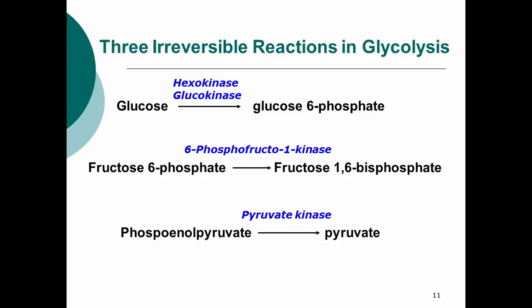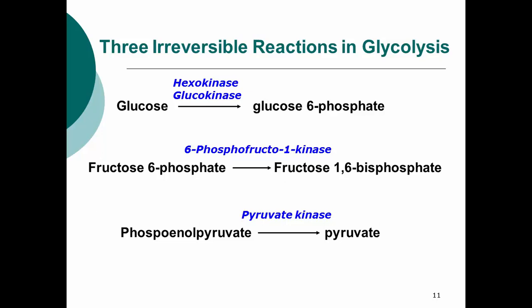Okay, so the reason why gluconeogenesis is not exactly the reversal of glycolysis: remember, in glycolysis, we asked you to remember the three key reactions, or rate-limiting reactions. And these three rate-limiting reactions are irreversible, right? For example, glucose can be phosphorylated to glucose 6-phosphate by either glucokinase or hexokinase, right? This is one of the key reactions.